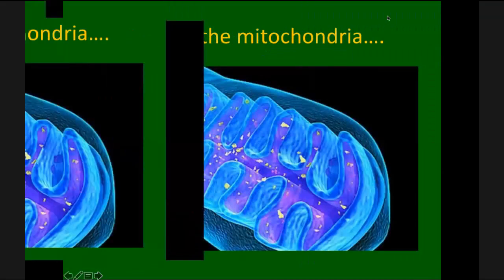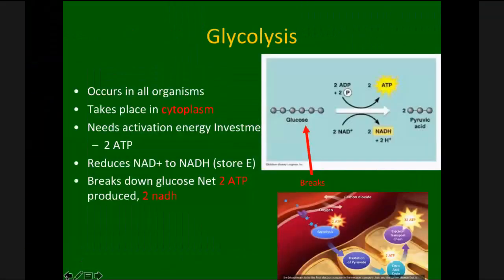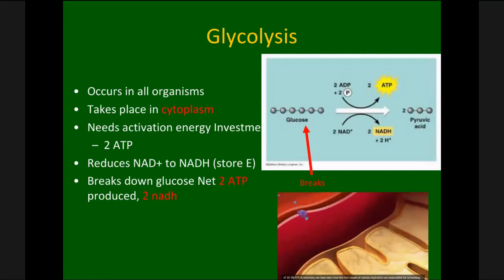All right. Good with glycolysis? 2 NADH, 2 ATP, but it required 2 ATP. Right? Happens in the cytoplasm. Breaking the sugar from a 6 carbon piece to 2 3 carbon pieces.